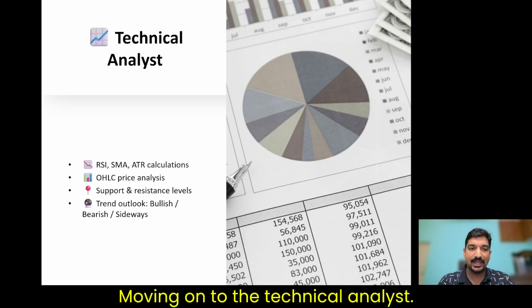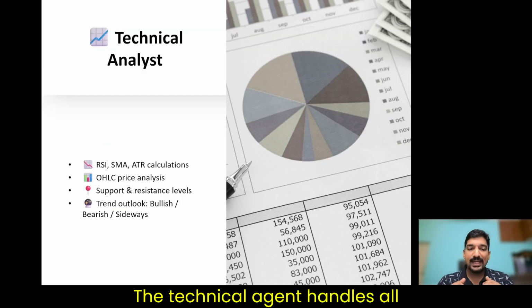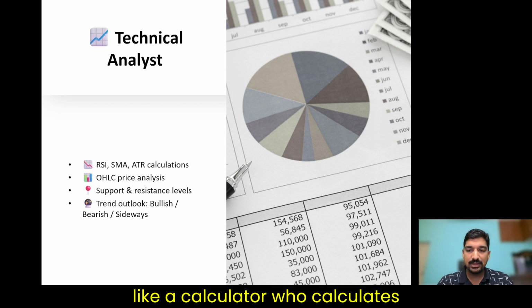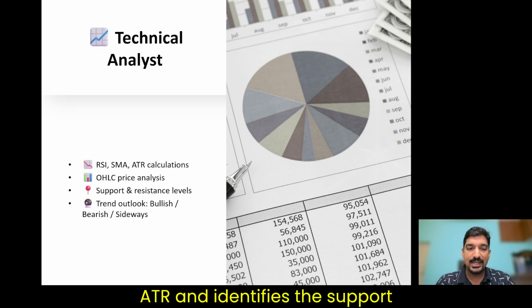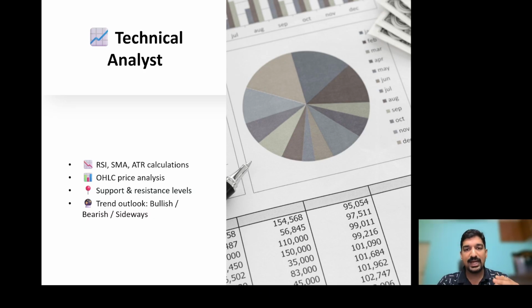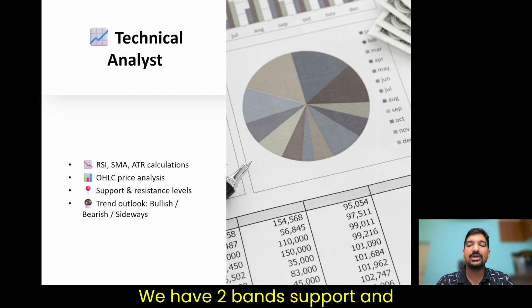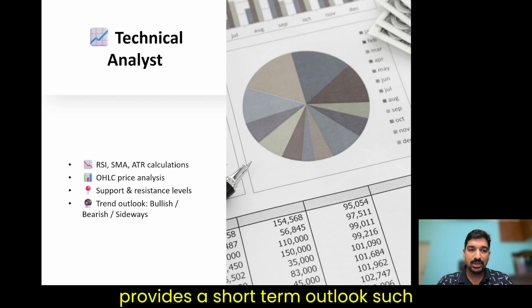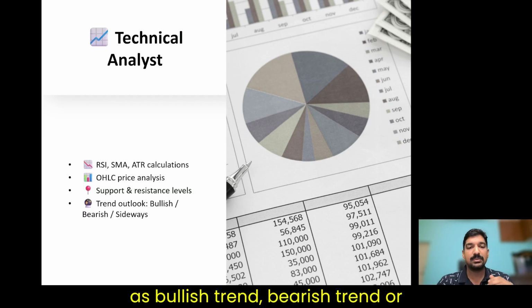Moving on to the technical analyst. The technical agent handles all price-based analysis. It's like a calculator that computes indicators such as RSI, SMA, and ATR, and identifies the support and resistance levels. We have two bands, support and resistance bands. Based on this, it provides a short-term outlook such as bullish trend, bearish trend, or sideways.